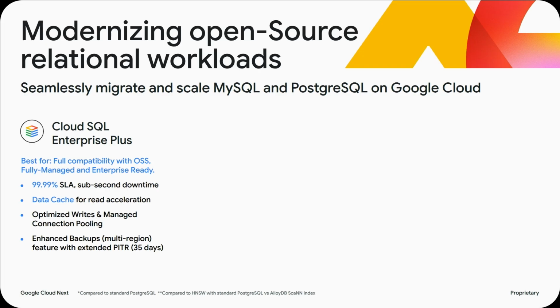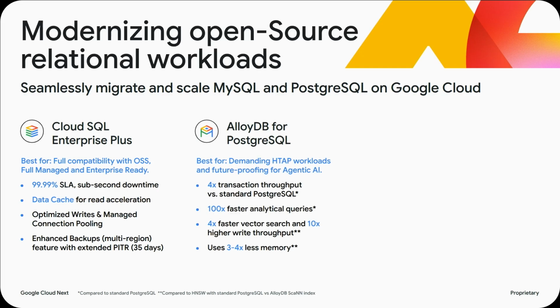That's for MySQL and Postgres. You might say, I need to have Postgres, even highly performant Postgres. That's where AlloyDB comes into the picture. So we have AlloyDB for demanding, high-throughput workloads, where you have high reads and high writes happening at the same time. It gives you 4x transactional throughput compared to standard Postgres.